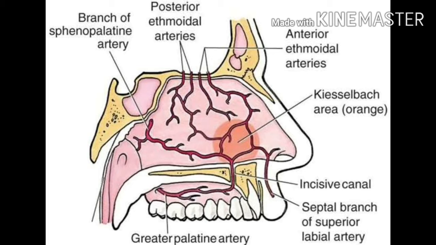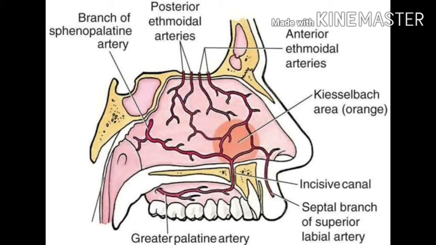Okay, the anterior inferior part is supplied by the superior labial branch of the facial artery. Now coming over to the posterior superior part, it is supplied by the sphenopalatine artery. Now this is the main arterial supply of the nasal septum. Please mark this, it is the main arterial supply of the nasal septum and it is supplied by the sphenopalatine artery in the posterior superior part.